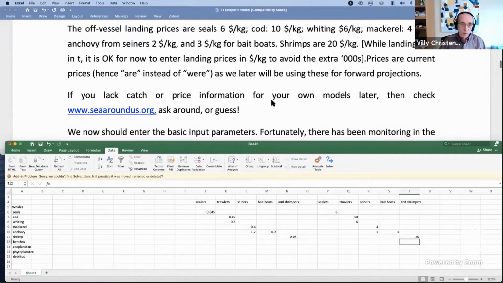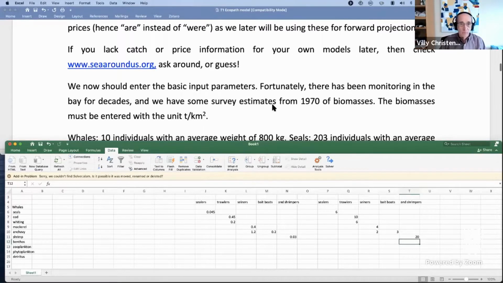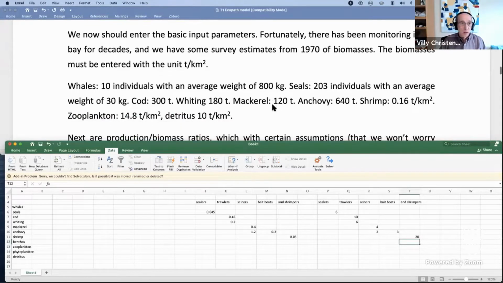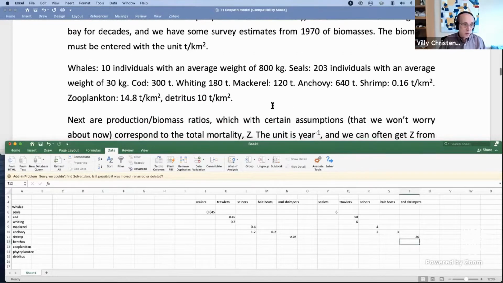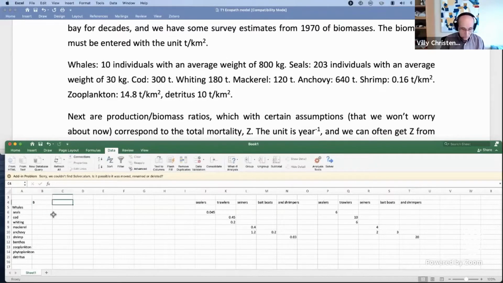Yeah, if you don't have data for your own area, go to Sea Rounders and use what's there, or other statistics. There usually you can find statistics. So we got some survey biomasses from 1970. That's very fortunate. So let's go to Wales. And we're going to now enter biomass, P over B, Q over B, ecotrophic efficiency, EE. Actually, before that, I'm going to cheat a little bit here, not cheat, but put production or consumption into that in here.